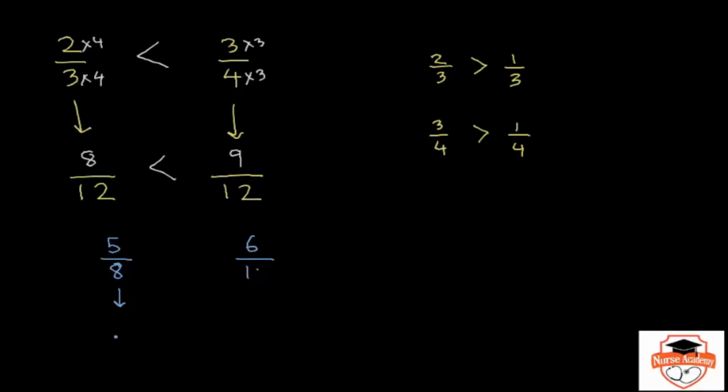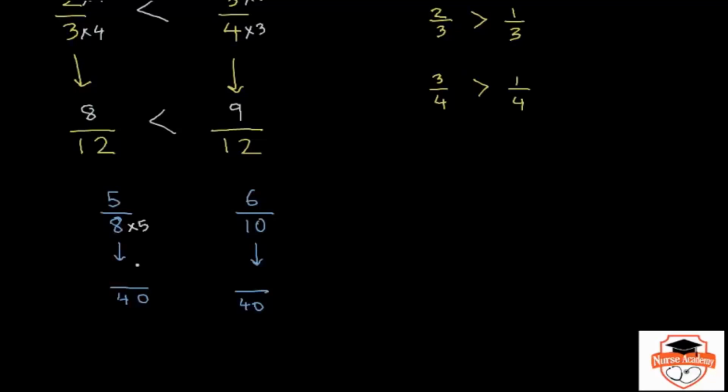So we are going to rewrite this as something over 40, and this is a 10. So this as something over 40. 8 times 5 is 40. Therefore, multiply 5 with 5. You get a 25. On the other hand, 10 times 4 is 40. Multiply 6 with 4. Because you're using one of its equivalent forms, you don't want to change the fraction.